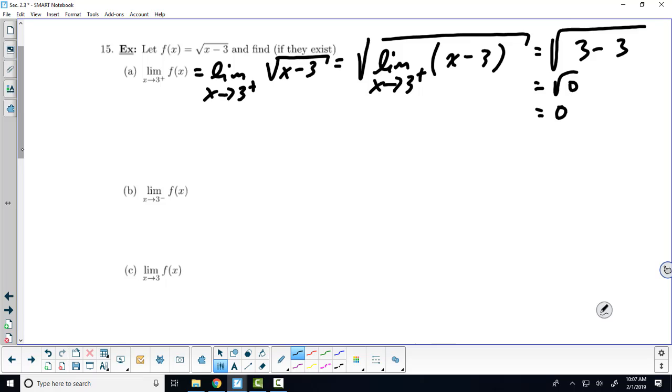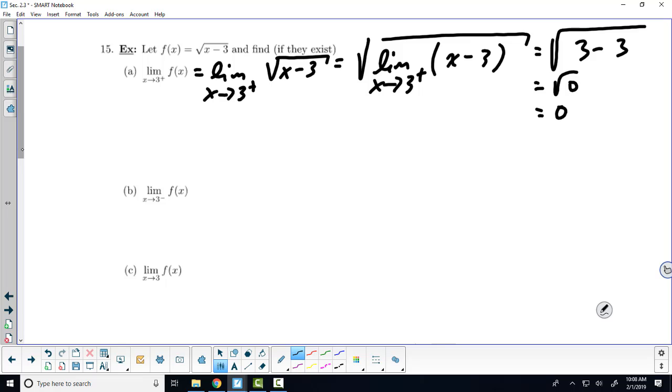Here we're approaching 3 from the left. One way to look at it is we're plugging in numbers for x like 2.9, 2.99. When I subtract 3 from that, what type of number do I get underneath the radical? Negative. Can I evaluate those? No.